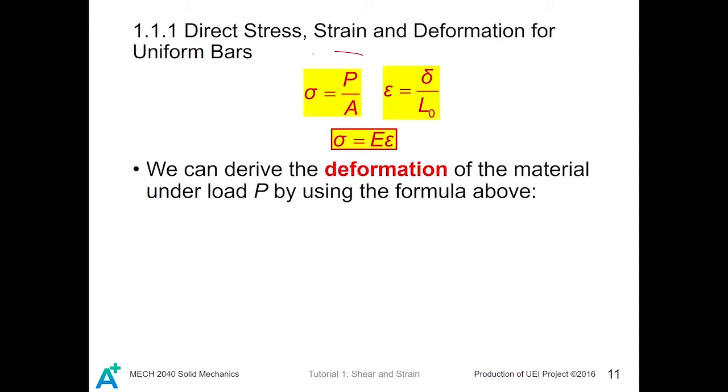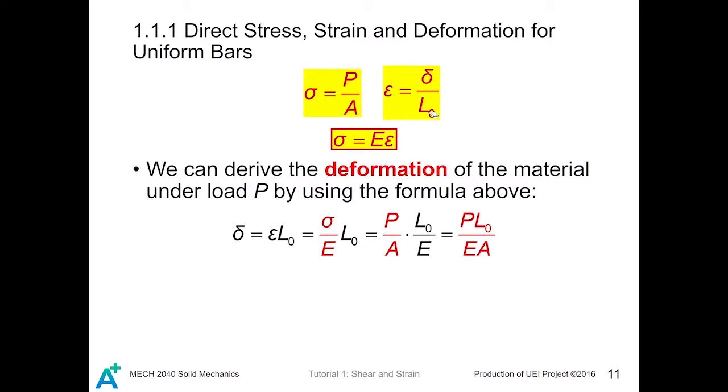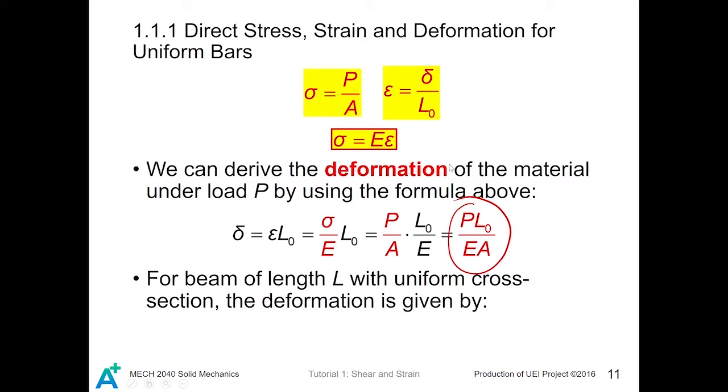And also, by using all those three formulas, we can derive the deformation of the material under load P. So delta, we will rewrite to be delta equals epsilon L naught. And we substitute Hooke's law and make epsilon the subject. Then it will become sigma divided by E times L naught. And at the same time, we write sigma equals P divided by A here. And eventually, you can have this formula. So it is the deformation of a linearly elastic material. In case the original length L naught is L, then the formula will become delta equals PL divided by EA.